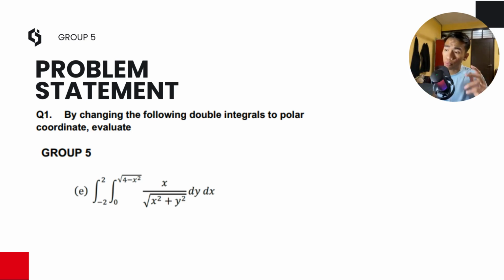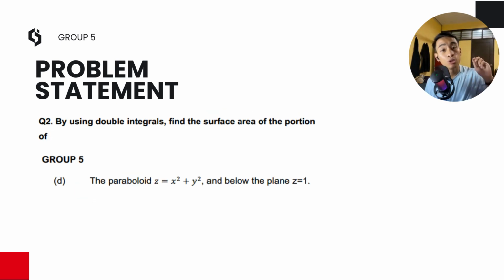Continuing on to the problem statement. Question 1: by changing the following double integrals to polar coordinates, evaluate. We are from Group 5, hence we get question E, and this is our equation. Moving on to question 2: by using double integrals, find the surface area of the portion of, again since we are group 5, the paraboloid z equals x squared plus y squared, and below the plane z equals 1.